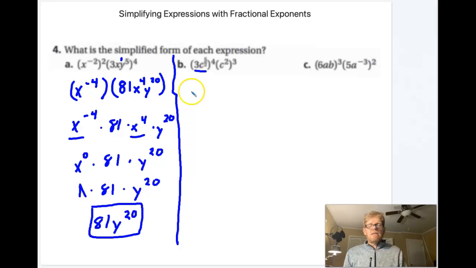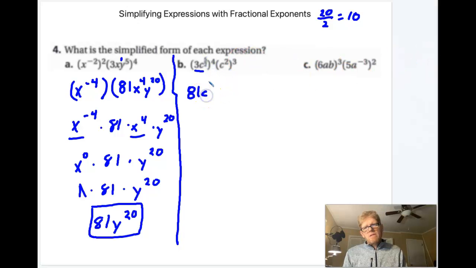So 3 times 3 is 9, times 3 is 27, times 3 is, again, 81. C to the 5 over 2 raised to the fourth power. When I multiply these, 5 over 2 times 4 gives me 20 over 2, which is the 10th power. So we're raising this to the 10th power. So that's 81, and I forgot to put my variable in there, 81c to the 10th power.